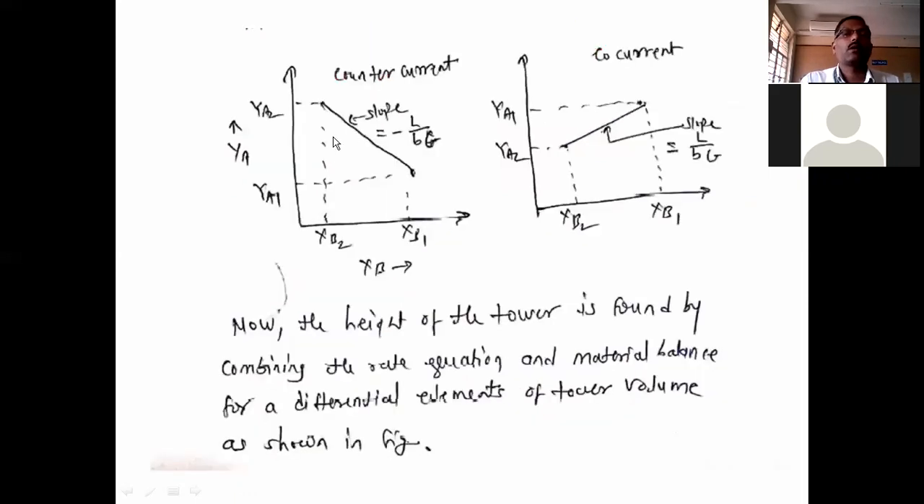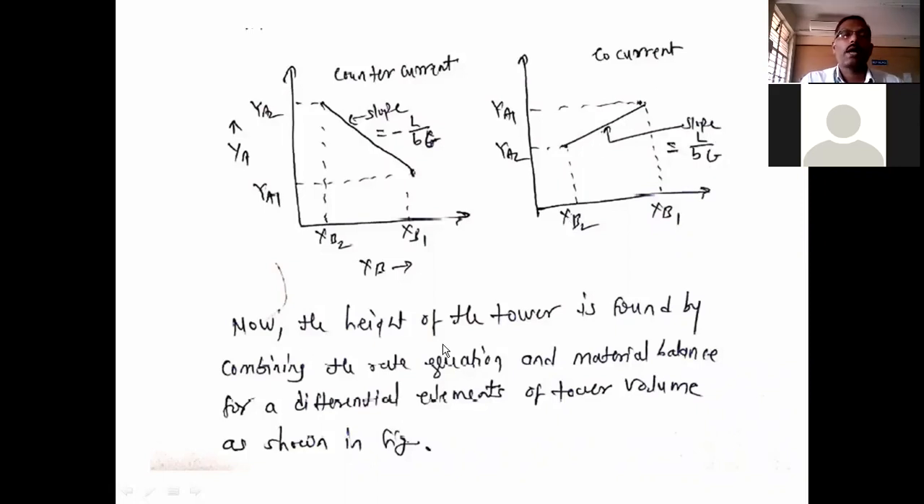Similarly, if you plot x and y, we obtain this operating line. The slope of the operating line for counter current operation is minus L upon B into G. For co-current operation, where gas and liquid flow in the same direction, the operating line slope is plus L upon B into G.